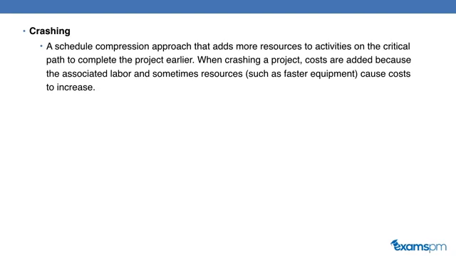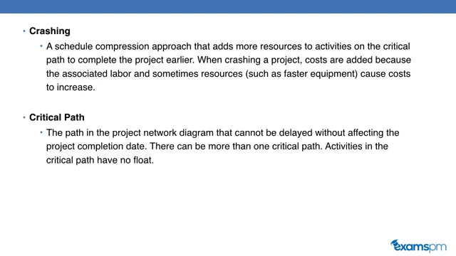Crashing, a schedule compression approach that adds more resources to activities on the critical path to complete the project earlier. When crashing a project, costs are added because the associated labor and sometimes resources, such as faster equipment, cause costs to increase. The critical path is the path in the project network diagram that cannot be delayed without affecting the project completion date. There could be more than one critical path on the project. If any activity on the critical path is delayed, the entire project will be delayed. Activities on the critical path have zero float.